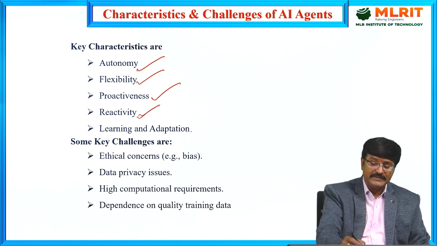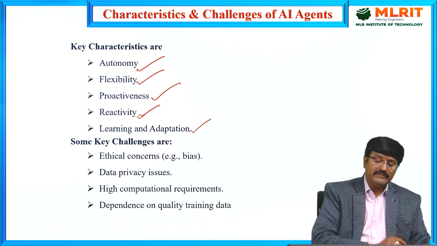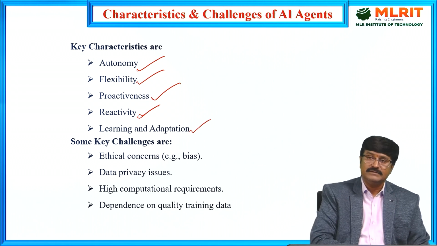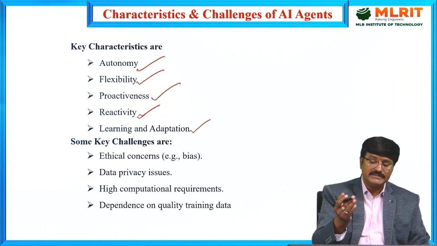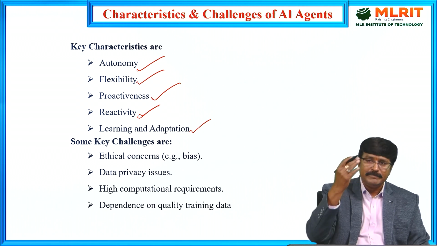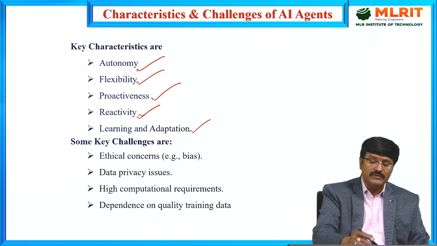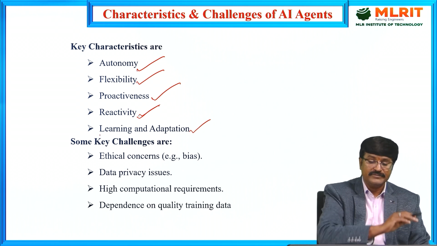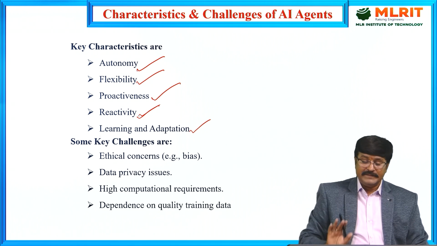Learning and adaptation. Whatever the previous history, you are learning from that, from the knowledge base, and adapting to the situation based on that. So that is another key characteristic in these artificial intelligent agents.